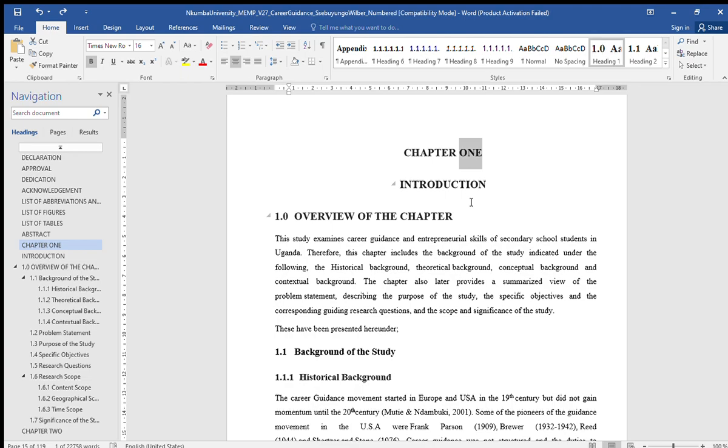Now let us write down the flow of chapters. Chapter 1, introduction. This should be centered. And then 1.0, as you're seeing it on your screen, that one under chapter 1, we write it and call it overview of the chapter. 1.0.